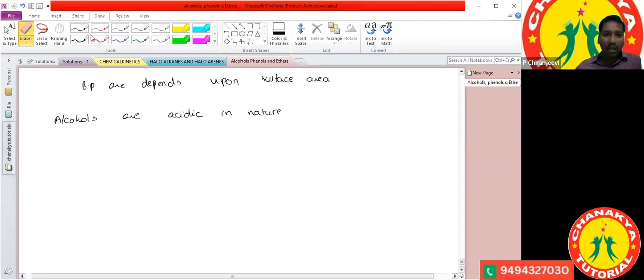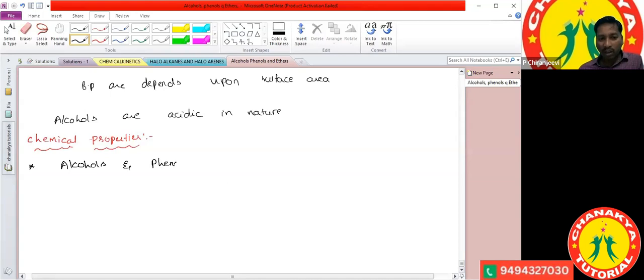So what are the chemical properties? The first chemical property: alcohols are acidic in nature. Is it correct? Is the statement correct, ma'am? Alcohols and phenols are acidic in nature.